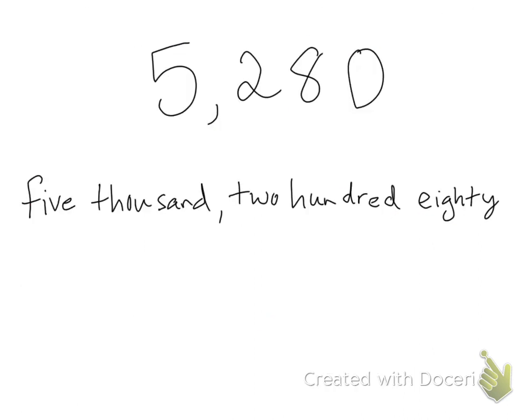When we write numbers, we use a comma to separate the thousands place from the hundreds place. This is especially important when we get to bigger numbers because the commas really help us know what the number is. Okay, so here I have 5,280. And if I wrote it in words, I would write 5,000, 280. So you still put the comma in even when you're writing in words.